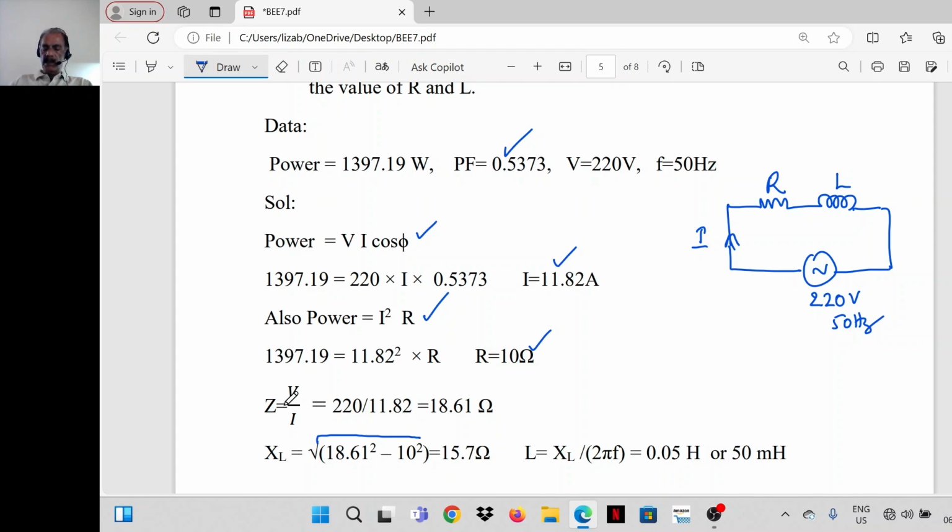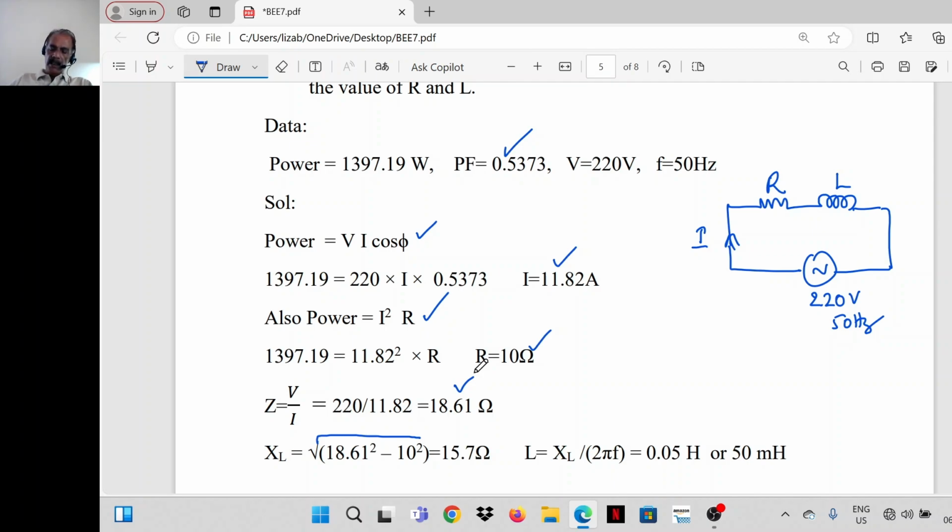Then the impedance of the circuit is V by I. This will give you only the magnitude of the impedance. V is 220 volts, the applied voltage. The magnitude of the current is 11.82 ampere. So the magnitude of the impedance is 18.61 ohm.